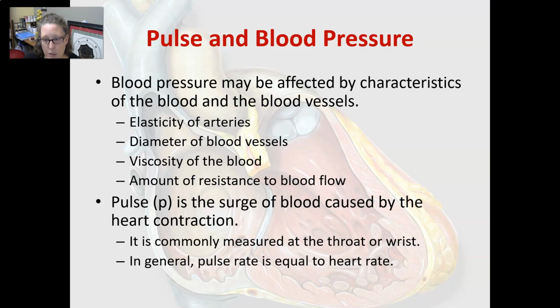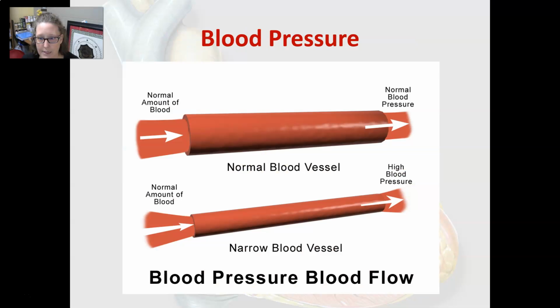The pulse is the surge of the blood caused by the heart contraction. So we can feel your pulse here at your wrist, there, or here in your neck. In general, the pulse rate is equal to the heart rate, so that's a quick way to assess a heart rate. And lastly, here's an illustration of what it looks like. So if you had a normal amount of blood into a normal blood vessel, you would have normal blood pressure. But if you have a normal amount of blood into a narrowed blood vessel, whether it's narrowed by plaque or narrowed because the artery is constricted, then you have high blood pressure.